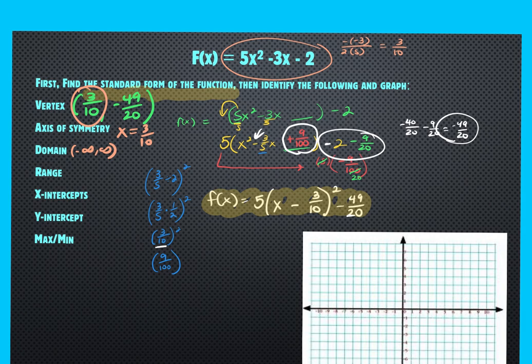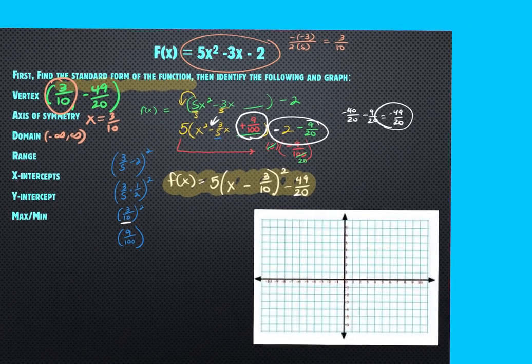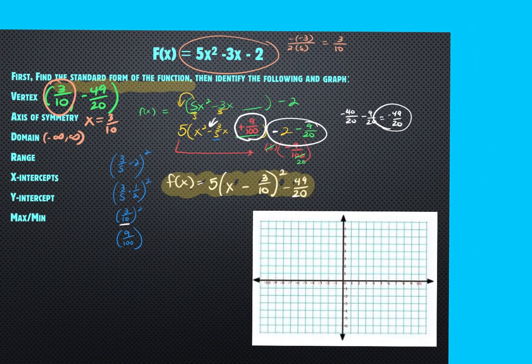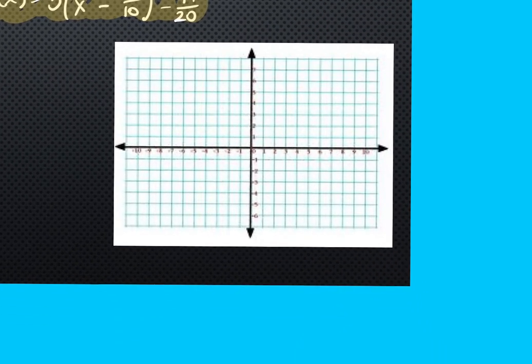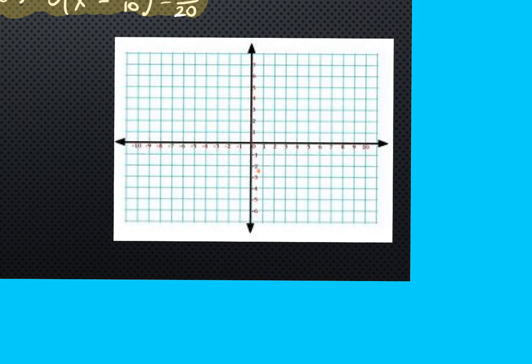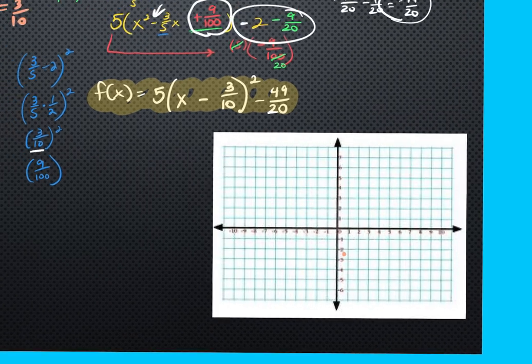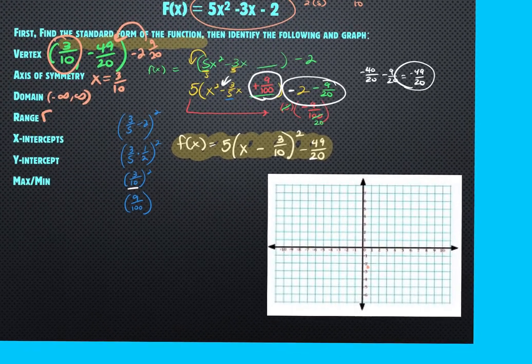Your range, to do this, I'm going to picture what this graph looks like. Which direction does this face? Up. My vertex is 3/10 and negative 49/20, which is negative 2 and 9/20. So I'm going to go 3/10 and negative 2 and 9/20, and I'm going to plot my vertex. And it points up. So that tells me my range goes from negative 49/20 to positive infinity.